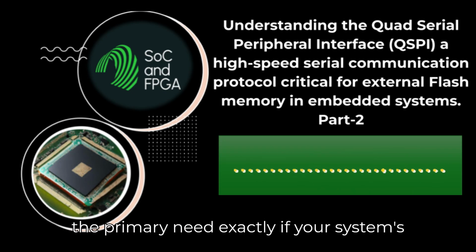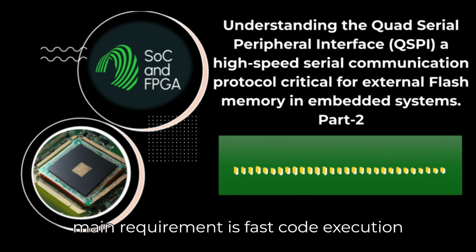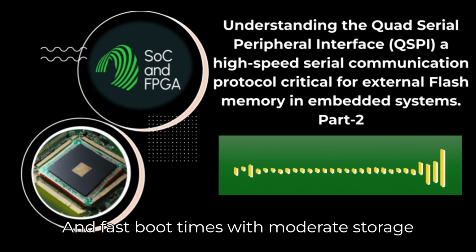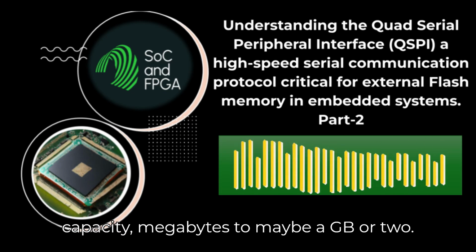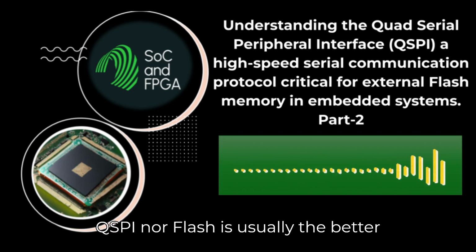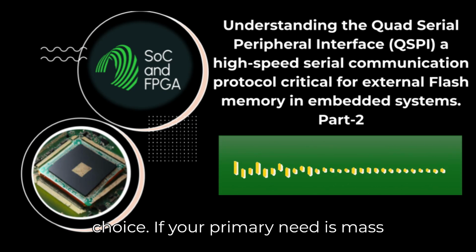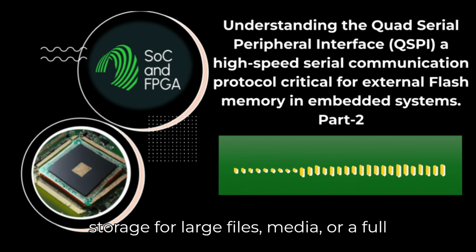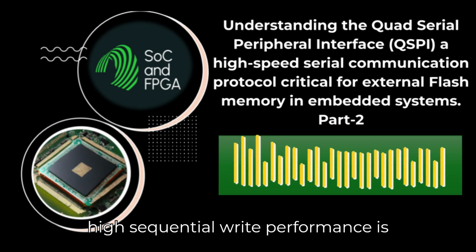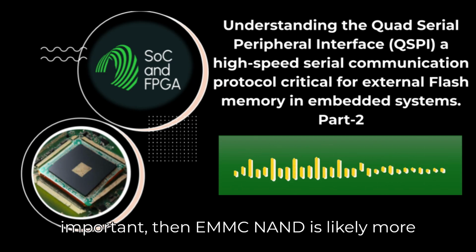Exactly. If your system's main requirement is fast code execution directly from non-volatile memory, XIP, and fast boot times with moderate storage capacity, megabytes to maybe a gigabyte or two, QSPI NOR flash is usually the better choice. If your primary need is mass storage for large files, media, or a full operating system with a file system, and high sequential write performance is important, then eMMC NAND is likely more appropriate.